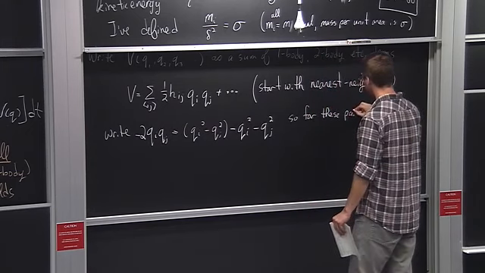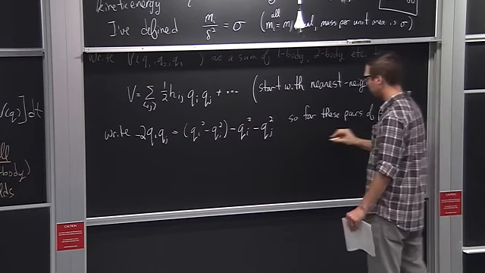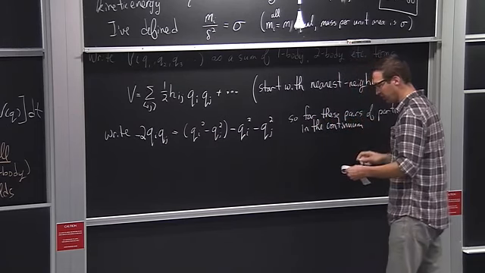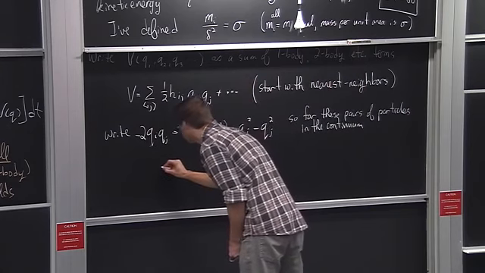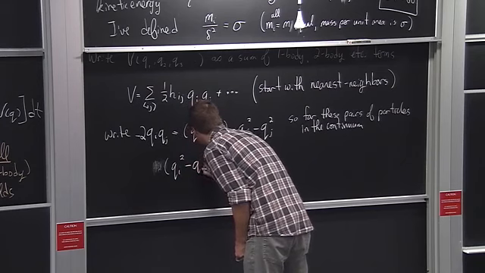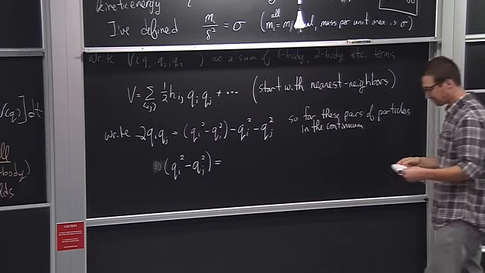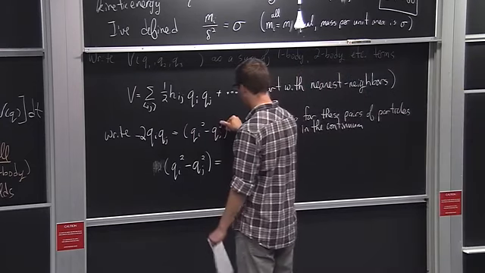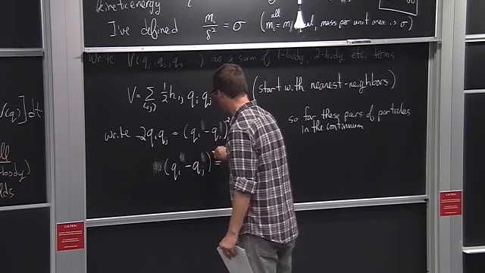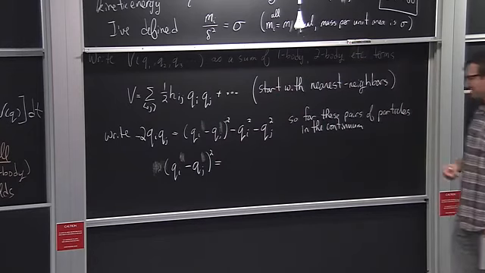So for these pairs of particles, in a continuum, I can write this thing here. Qi squared minus Qj squared, which is the finite difference. Wait, oh, I did this totally wrong. This is square root outside, sorry. Square outside. That's what I want. It's the simple things.